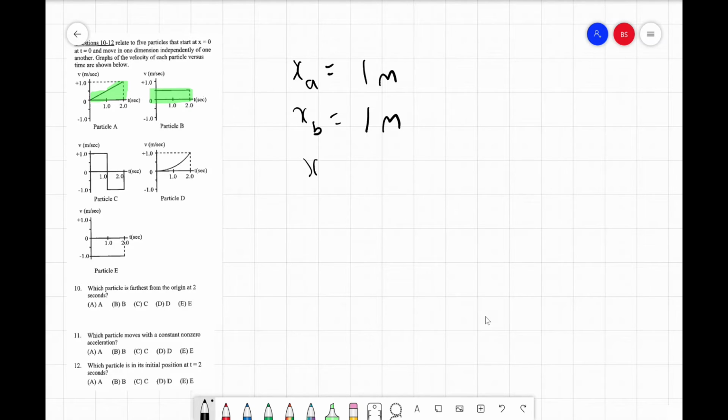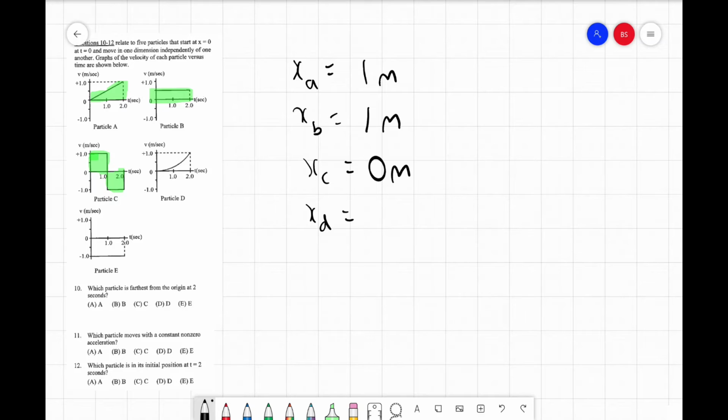Moving on to particle C, we see that this particle starts off with a positive velocity as it is going in the positive direction, but then it turns around and goes with a constant velocity in the negative direction. Since the two areas are equal, this means that our particle just came back to where it started from, which means that the displacement or distance traveled from the origin is 0 meters.